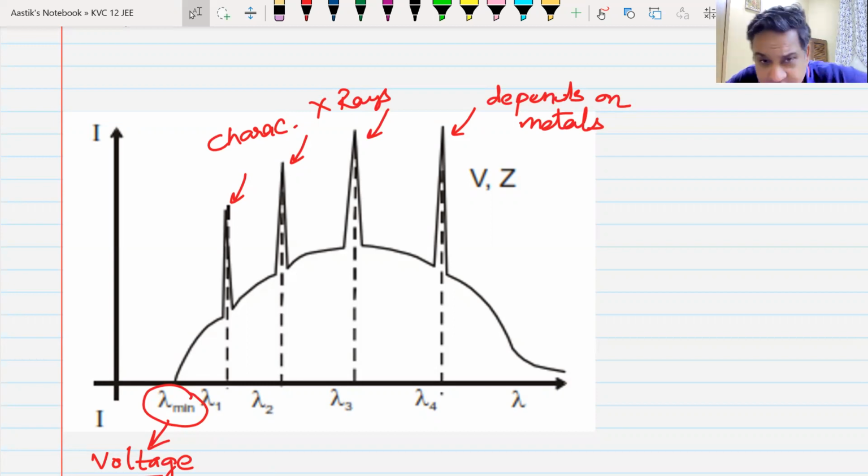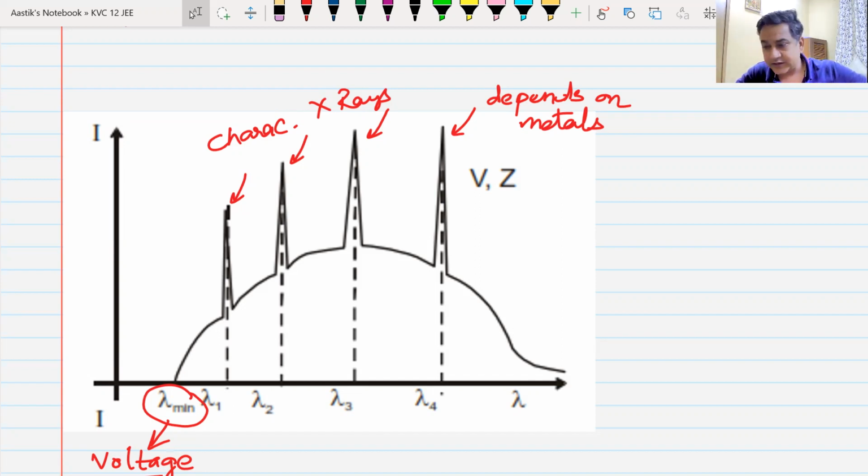We will do the next graph in the next class because it won't be possible for me to cover it. So the bottom line is minimum lambda depends on the operating voltage, and the spikes which come are because of characteristic X-rays, and these spikes will be different for different metals. In the next class we will see the graph between the different series, and from there you will be able to understand which wavelength is less and which wavelength is more. So we'll do that in the next class.